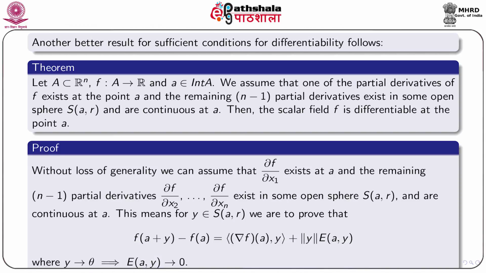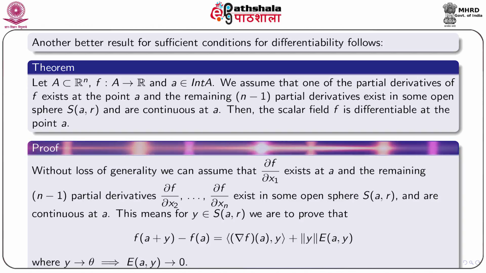Another result for sufficient conditions for differentiability is the following theorem. Let A be a subset of Rn, f is a scalar field defined on the set A and A is an interior point of the set A. We assume that one of the partial derivatives of f exists at the point A and the remaining n minus 1 partial derivatives exist in some open sphere S A R and are continuous at A. Then the scalar field f is differentiable at the point A.